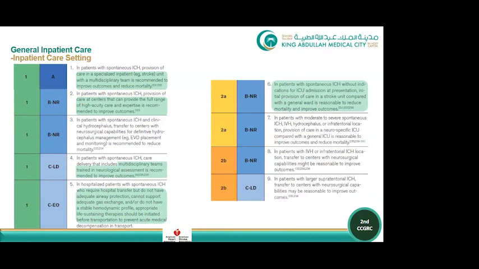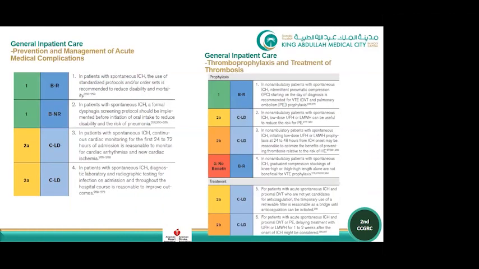And if they don't need ICU admission, then admitting to a stroke unit is better than admitting to a regular unit. And admitting them to a neuro-specific ICU compared to a general ICU is recommended, and they should be admitted to or transferred to a center with neurosurgical capability as well for either ICH or IVH cases.